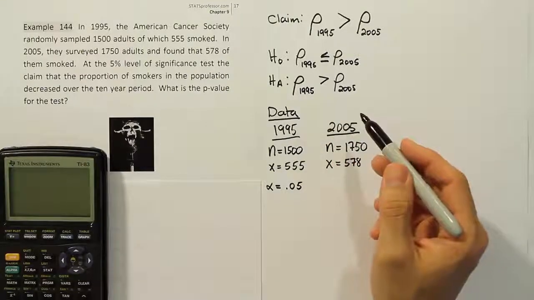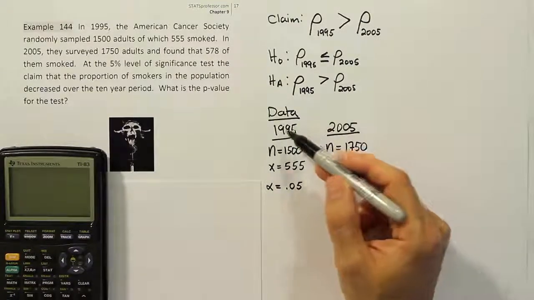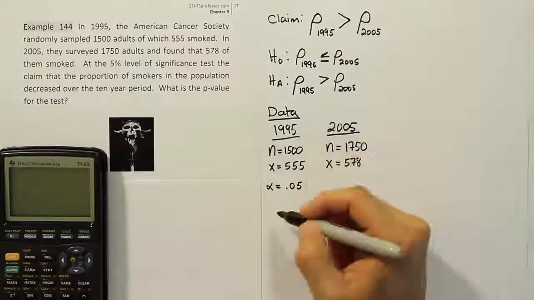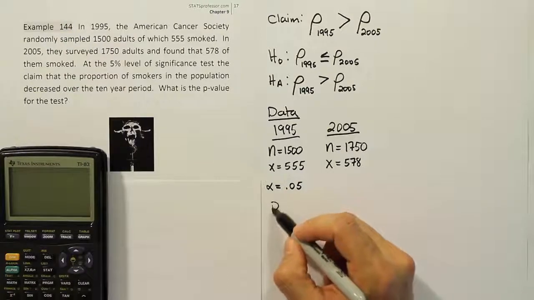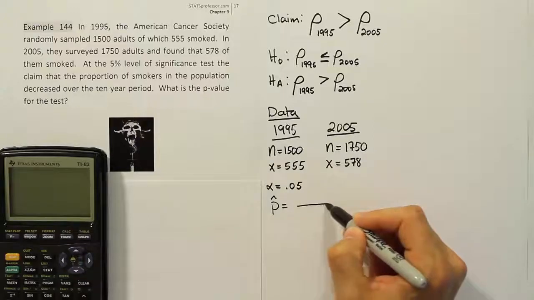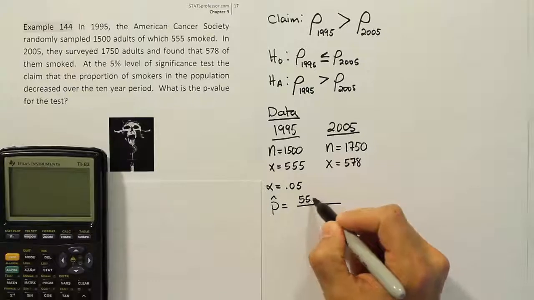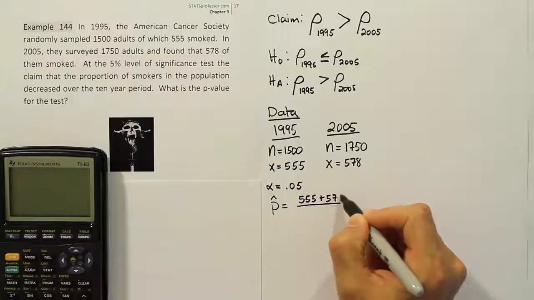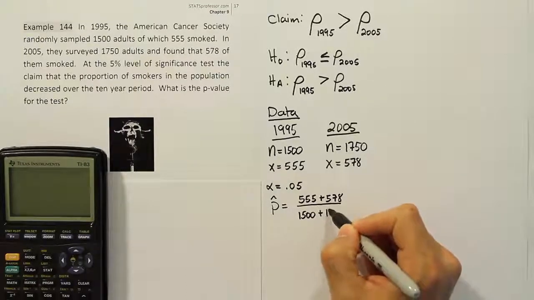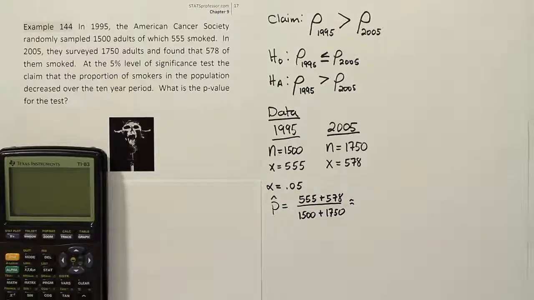Okay, so that's our data, and as before, we want to do some extra calculations. We need the p-hat for 1995, the p-hat for 2005, or we can do this other p-hat value, the pooled estimator of the population proportion. Let's do that quantity first. Remember how that works. We add the two x values together, and then we add the two n values together in the denominator, and we divide those two quantities. This gives us our pooled estimator of the population proportion.